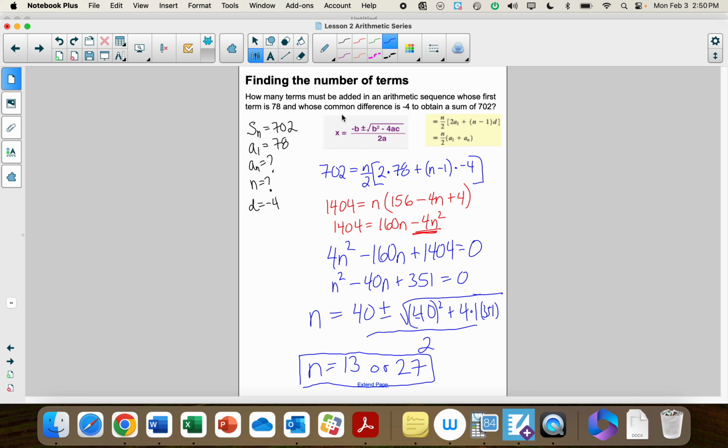The reason for it is we're adding positive numbers, but our common difference is negative. So we're adding positive numbers for a while. So if I add up the first 13 of these numbers, I will reach 702. And then I continue adding numbers, but eventually the numbers I add turn negative, and so I'm subtracting numbers. And so when I do that for the first 27, I'm going to go back down to 702. And so in this case, there are two answers, 13 and 27.